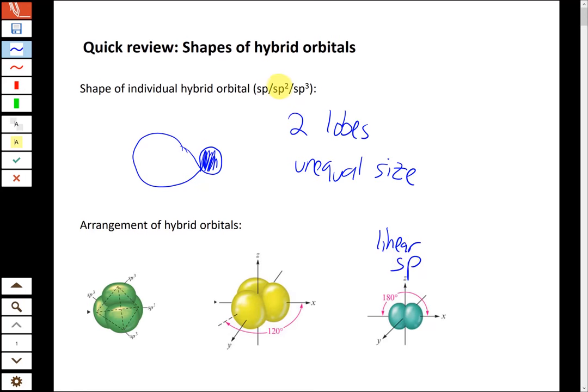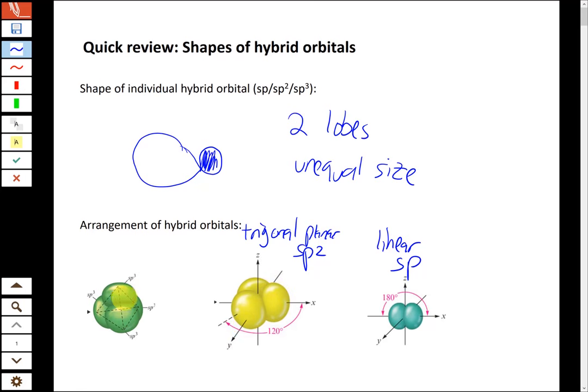As we recall, sp2 correlates with the trigonal planar electron group arrangement. So a set of sp2 hybrid orbitals is going to have 3 identical orbitals, this time arranged in a trigonal plane, 120 degrees apart. And again, that's the entire set of sp2s. There are 3 of them here, 3 yellow blobs. Each one of those represents an sp2 orbital.